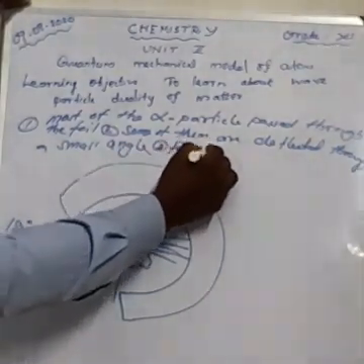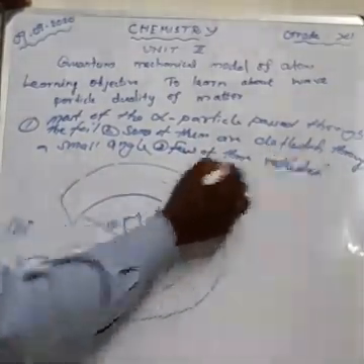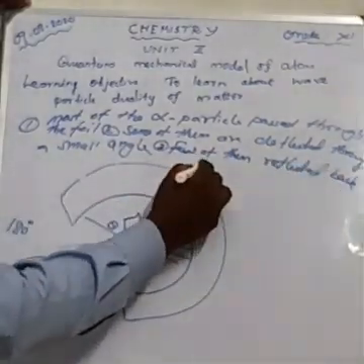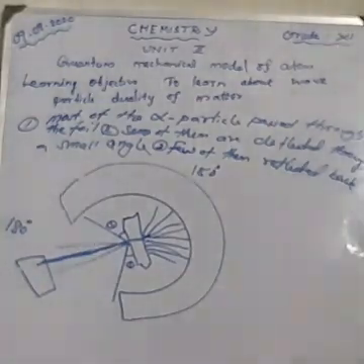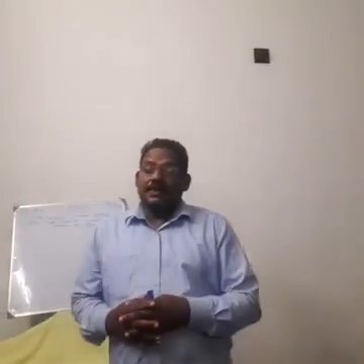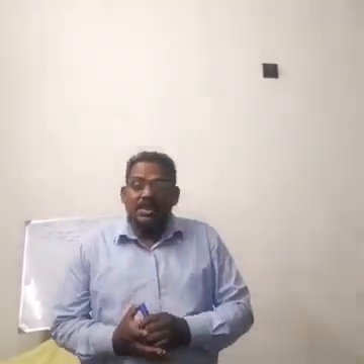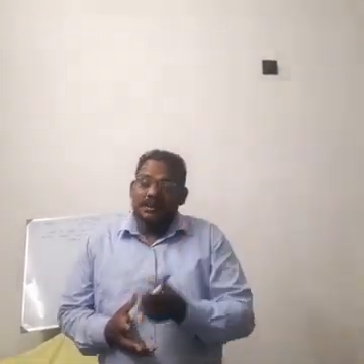Few of them reflected back 180 degrees. These are the 3 important observations from Rutherford's experiment. By means of these observations, he proposed that in the atom there is a tiny positively charged nucleus and the electrons are moving around the nucleus with high speed.